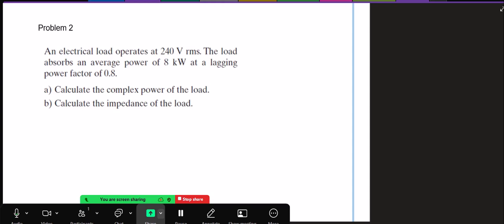We have an electrical load that operates at 240 volts RMS. The load absorbs an average power of 8 kilowatts at a lagging power factor of 0.8. Calculate the complex power of the load, calculate the impedance of the load. Okay, so do either of you want to make a suggestion as to what you would like to do? There are lots of ways you could go about doing it.